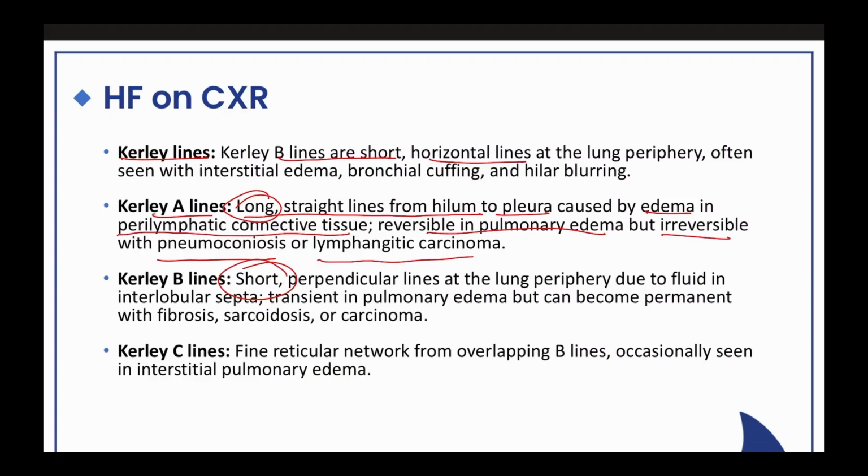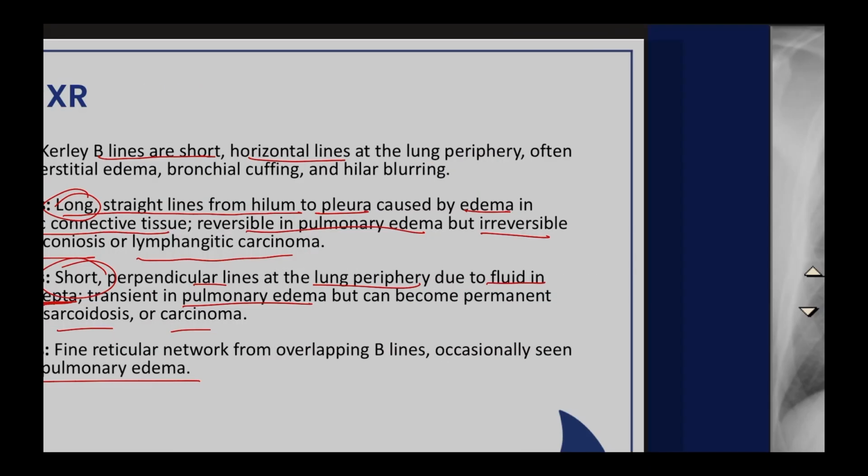And these are usually perpendicular lines at the lung periphery due to fluid in the interlobular septa. Transient in pulmonary edema, but these Kerley B lines can become permanent if they have fibrosis, sarcoid, or carcinoma. And there's also Kerley C lines, a reticular network overlapping the B lines, occasionally seen with interstitial pulmonary edema. So these are the different lines.